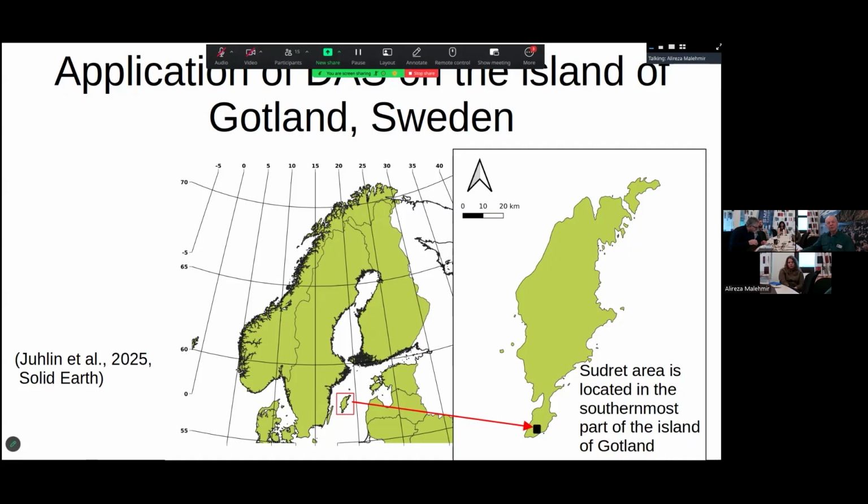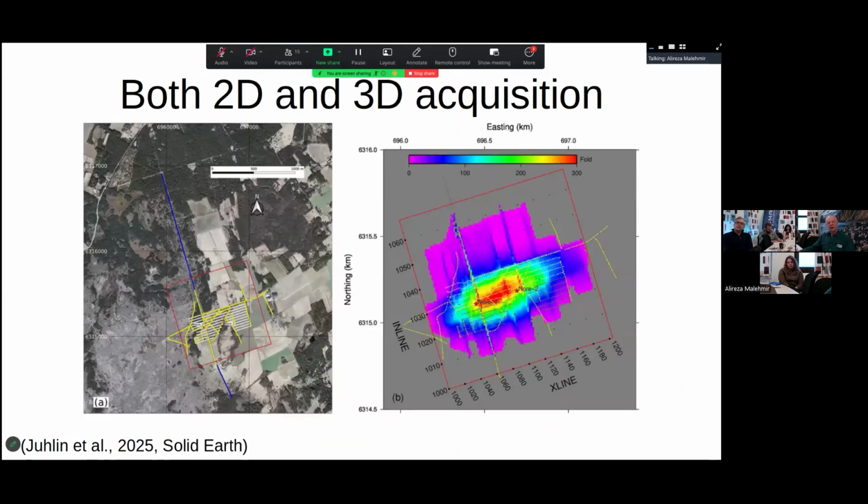So I'm going to show here an example from Gotland, Sweden. This was part of an investigation into evaluating some formations for CO2 storage. So we had both 2D and 3D acquisition, a very small scale survey. We're looking at about 1 kilometer across here. And we have this rather sparse 3D. This is the fold map of the 3D. And we have a longer 2D line coming down here.